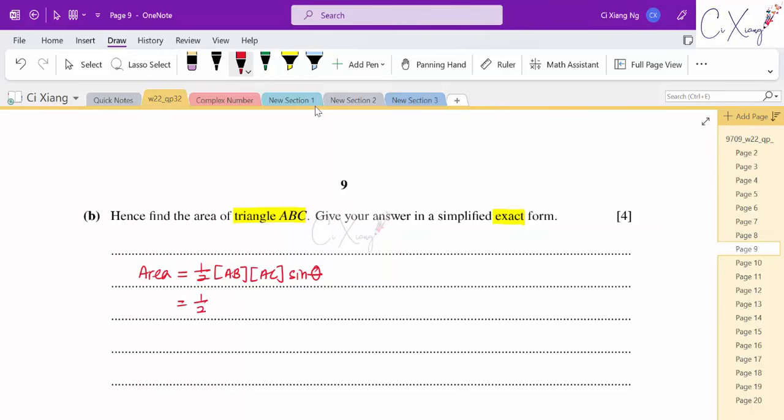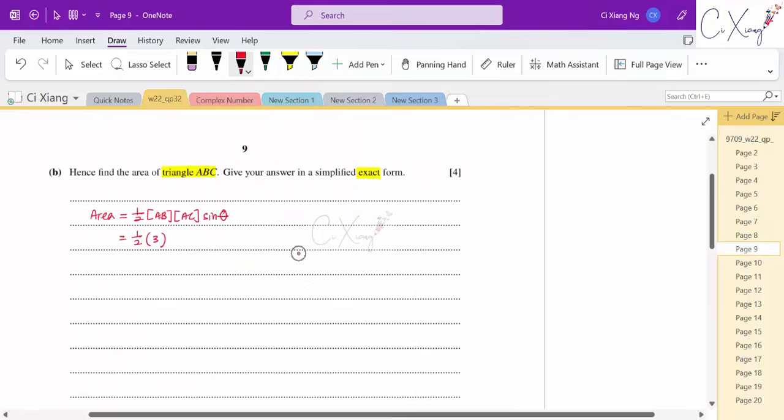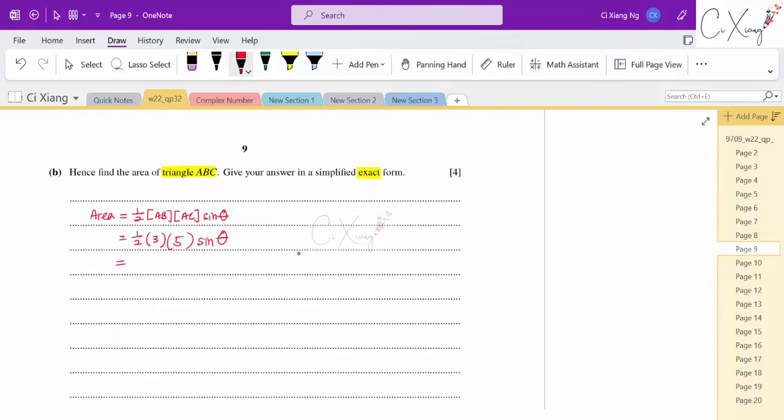The length of AB just now we already got, which is 3. You can go back and recall. The modulus of AB is the length of AB, right? We get 3, and then the length of AC we get 5. So we are having 3 and 5 with sine theta. Okay, so what is the value for sine theta? Recall again from part number 2, the value for cos theta that we have is 1 over 3.